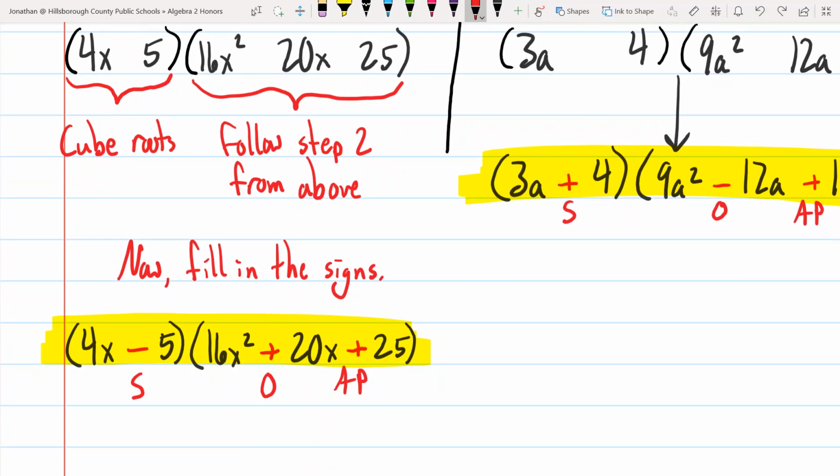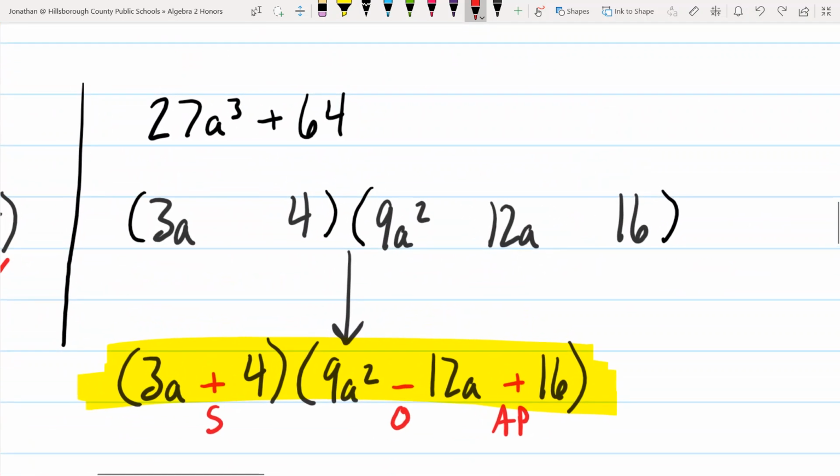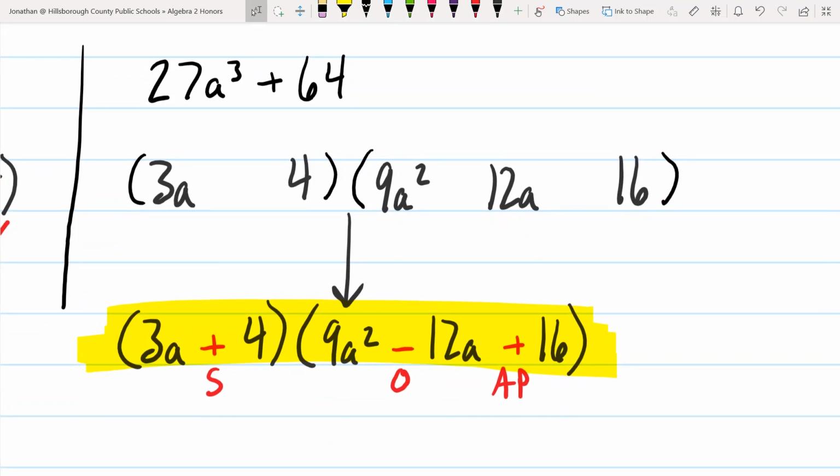Let's look at this one here. This is a sum of 2 cubes. Same steps though. Cube root of both. Square the first one, 3a squared. Multiply the two together, 3a times 4, and square the last one. 4 times 4 being 16. Then fill in your symbols.